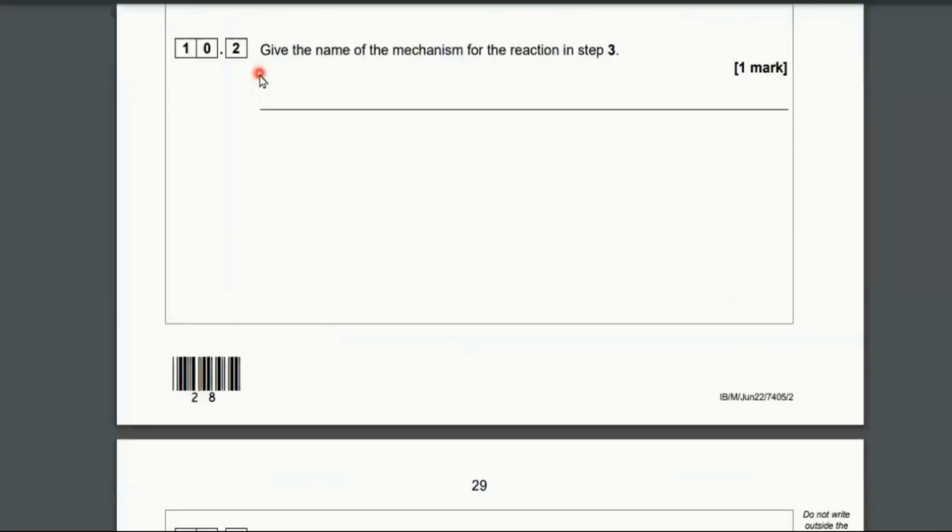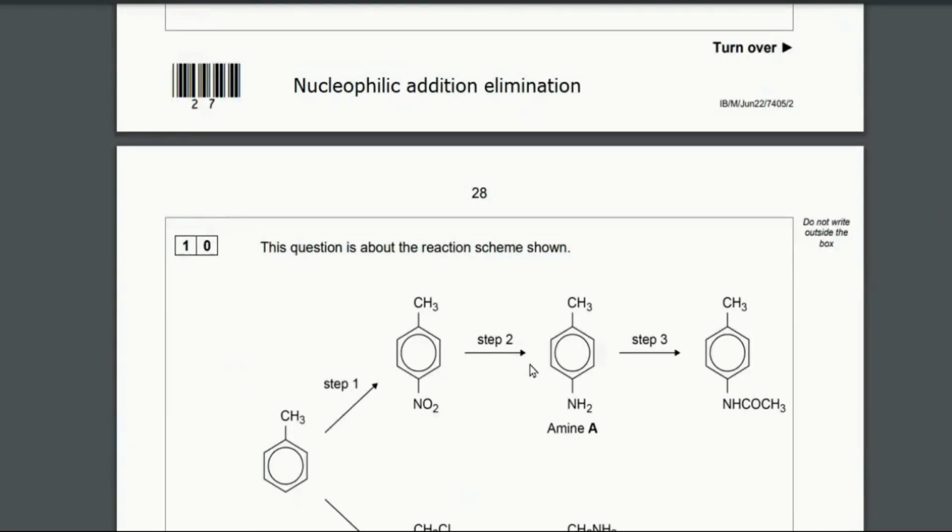Okay, let's look at 10.2. Give the name of the mechanism for the reaction in step 3. Okay, so we're going to look at the mechanism. And the name of the mechanism is nucleophilic, although you don't need that in the mark scheme. It's nucleophilic addition elimination. So it's an addition elimination reaction, but if you're going to call it electrophilic or nucleophilic, you call it nucleophilic addition elimination. And it's this reaction here to form this molecule here. So we're going from this amine A over here. Okay, so we're looking at the mechanism here.